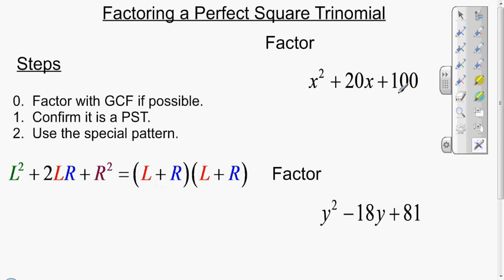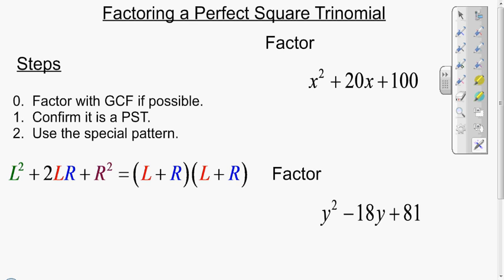So we're asked to factor x squared plus 20x plus 100, and the first thing I look to do is see if there's a GCF. Well, the x doesn't appear in every term, so that's not a GCF concern. And what is the GCF of 1, 20, and 100? It's just 1, so I don't worry about that. There's really no GCF. Now I just verify that it's a perfect square trinomial. It's obviously not a difference of two squares because it's three terms.